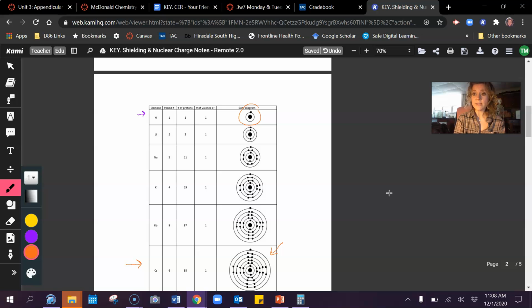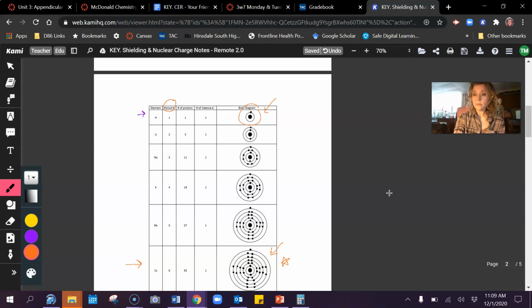And the reason why is because cesium has 6 energy levels, or 6 rings around the nucleus, while hydrogen only has 1. Now remember that the period number that the element belongs to tells you how many rings or how many energy levels there are around that nucleus. So I didn't even have to count the ones for cesium. I could just look at my chart and say, oh, it's in period 6, so I know that it's got 6 energy levels around that nucleus.